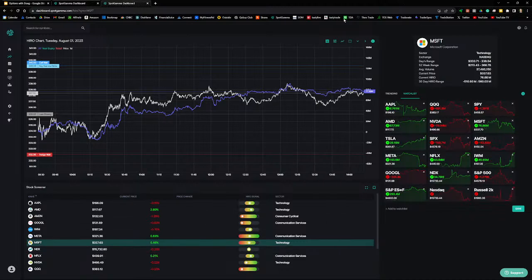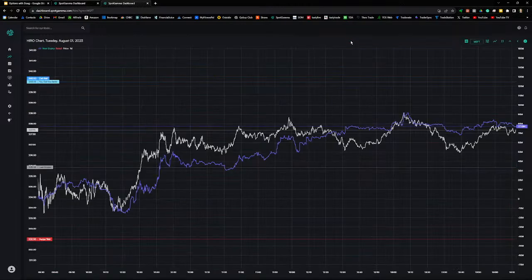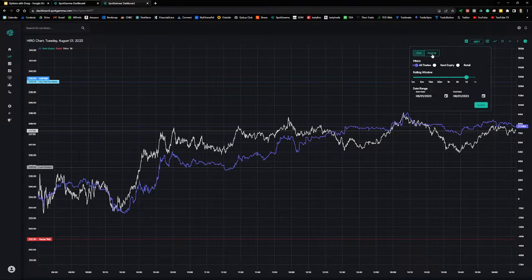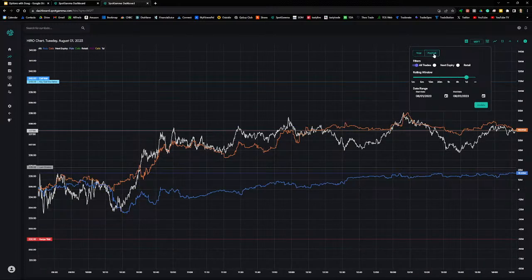Not quite as clear, but not a straight line, straight trend up. Let's see what option traders are doing, but definitely buying calls. So here's another example. And Microsoft traders are buying calls and selling puts. Both numbers are positive.